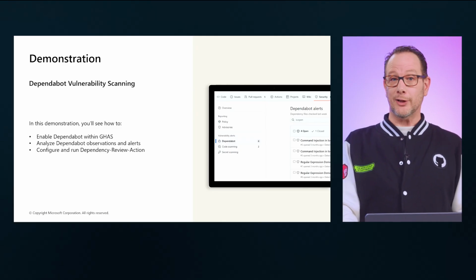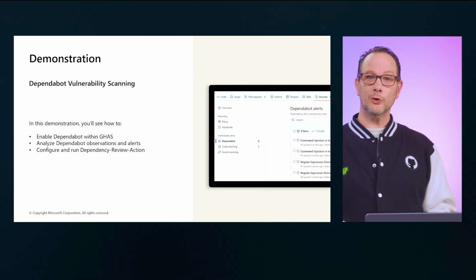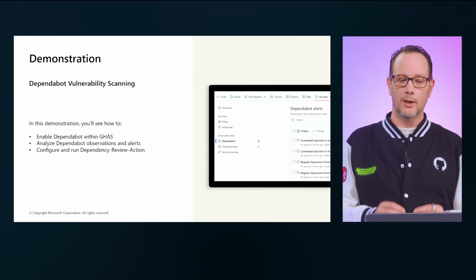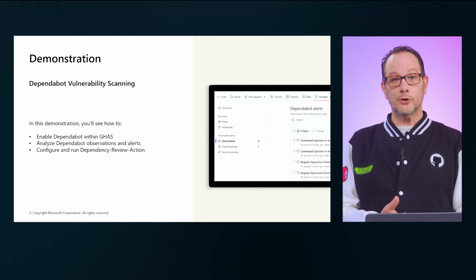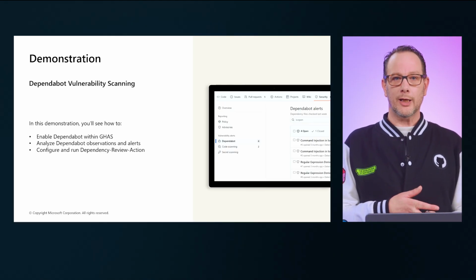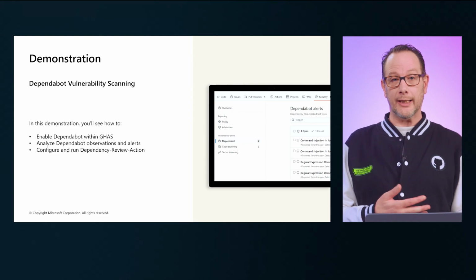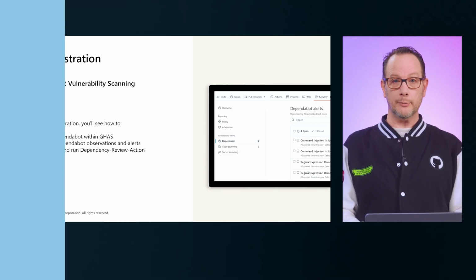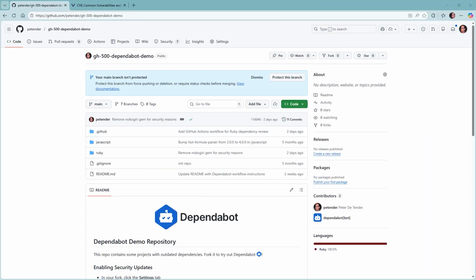So with that, I guess I owe you another set of live demos showing you the different capabilities of Dependabot for your package vulnerability scanning. So in this demonstration, you'll see how to, first of all, enable Dependabot within your GitHub Advanced Security. Next to that, how to analyze Dependabot observations and alerts. And then last, how to configure and run the dependency review action pipeline. So this demo is covering, I would say, 4 different tasks that we can perform using Dependabot. So I'm going to start with the first one that I would describe as main Dependabot capabilities.